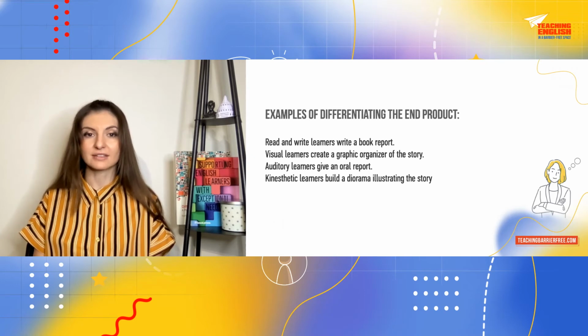Examples of differentiating the end product can be: read and write learners write a book report. Visual learners create a graphic organizer of the story. Auditory learners give an oral report. Kinesthetic learners build a diorama illustrating the story.